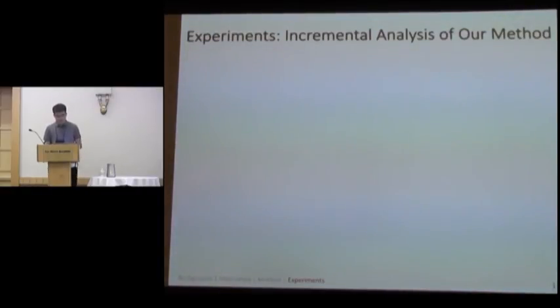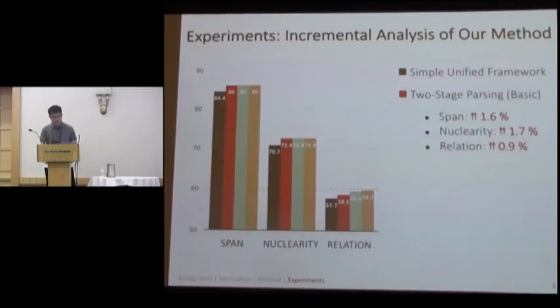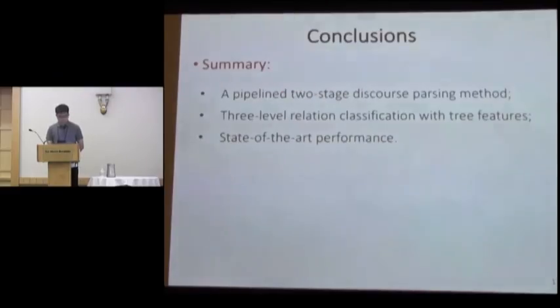We also conduct further study to incrementally test how each part of our system contributes to the final improvement. Compared with the simple unified framework, we first decompose it into 2 stages. Then we add the 3-level relation classification technique. And finally, we add tree features to our system. We found that the 2-stage parsing technique can improve our system for all of the 3 metrics, while 3-level relation classification and tree features also prove to be helpful for the relation classification, which is expected.